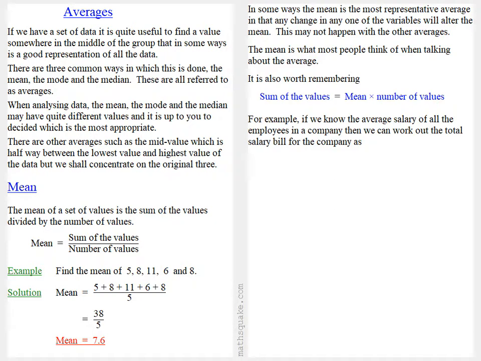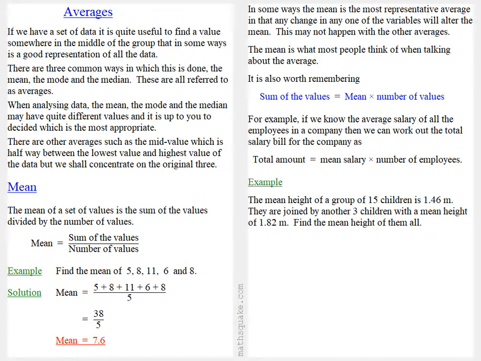So, for example, if we know the average salary of all the employees in a company, we can work out the total salary bill for the company as the total amount is equal to the mean salary times the number of employees. Let's look at an example.